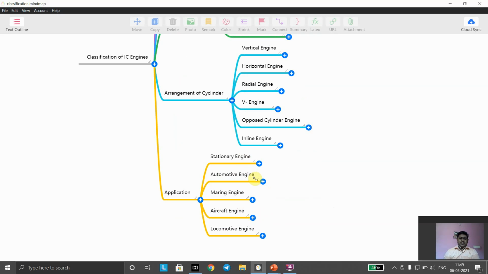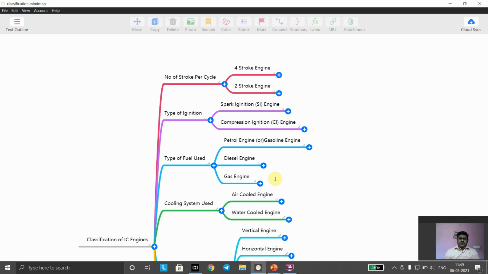And automotive engine, marine engine, stationary engine, the name itself gives the explanation about where these engines are applicable. So the classification of engine is based on the 6 broad categories. These are all the 6 categories.